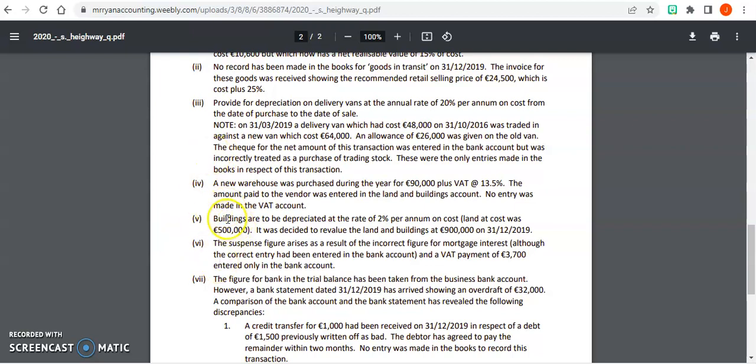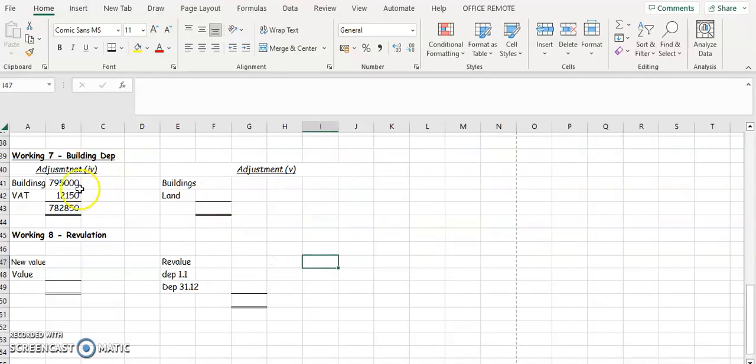Okay, so let's have a look at the fifth adjustment for the 2020 Sole Trader question as Heighway. So we're talking about buildings are to be depreciated at a rate of 2% on cost. Land at cost was 500,000, so you need to take away the 500,000 from our cost because land doesn't depreciate. And then from that we need to calculate what goes into our revaluation reserve because our land and buildings are revalued to 90,000. So just on that one, there is a previous adjustment in relation to VAT.